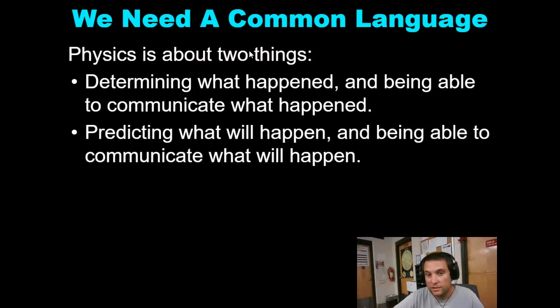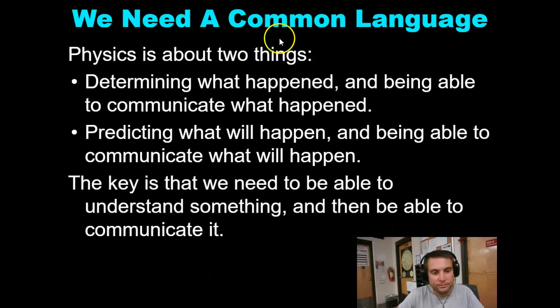Next, in physics, we predict what's going to happen, and we need to be able to communicate what will happen. So if we make a prediction that 2 cars are going to crash based on the speed that one's going and then the speed another's going, well, we have to be able to explain precisely what our thought process was to get us there, and that will allow us to come up with a really good prediction that gives us a lot more information.